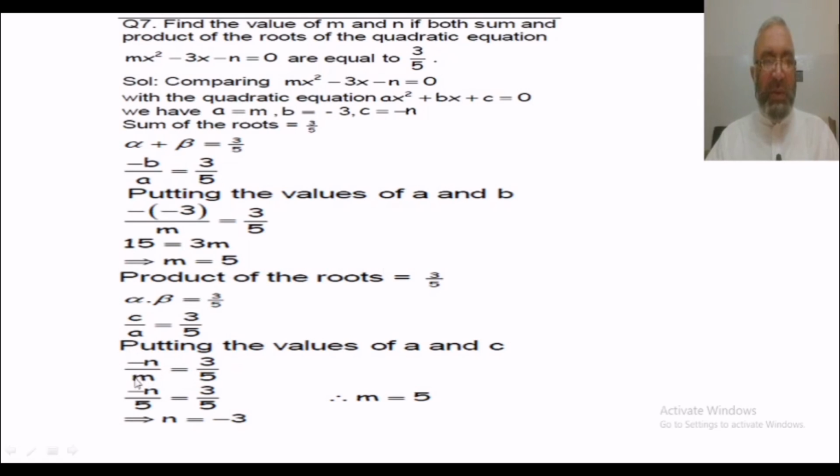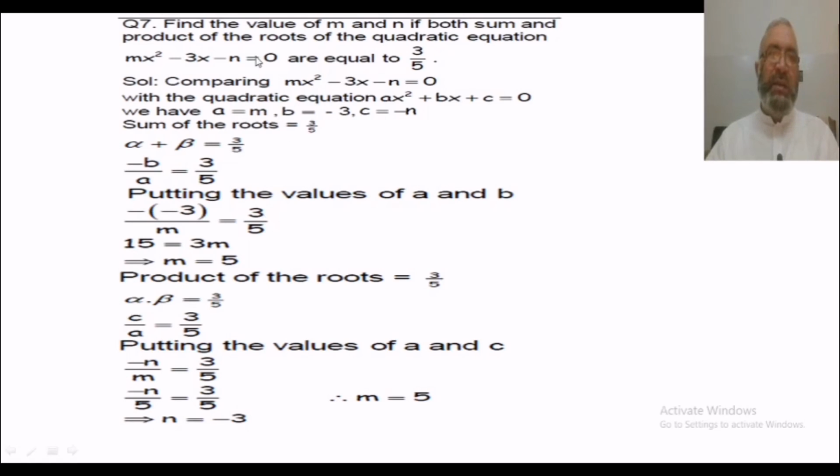So put the value of m in this relation. Minus n by 5 is equal to 3 by 5. Again, directly we can cancel 5 or multiply both sides by 5. So we get minus n is equal to 3, or n is equal to minus 3. Thus two values of two unknowns, n is equal to minus 3 and m is equal to 5, we get.